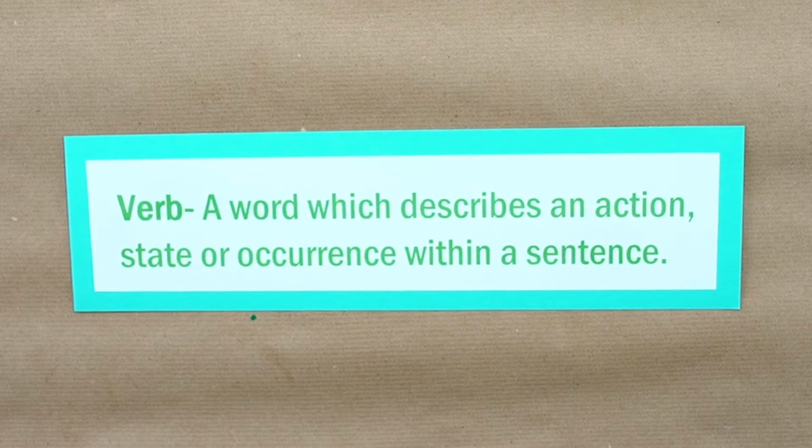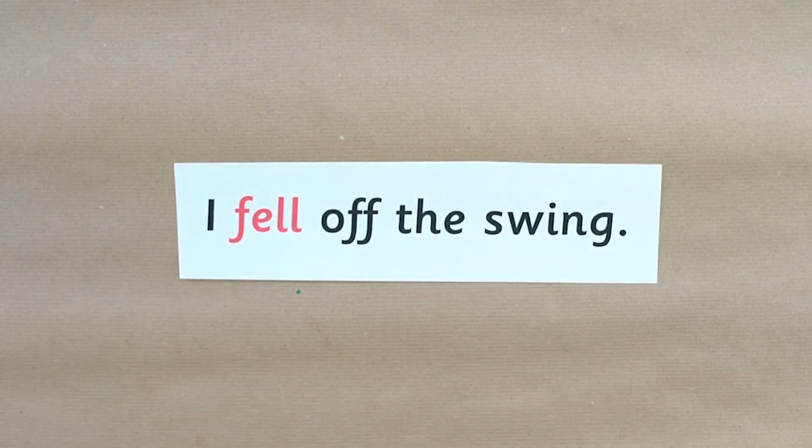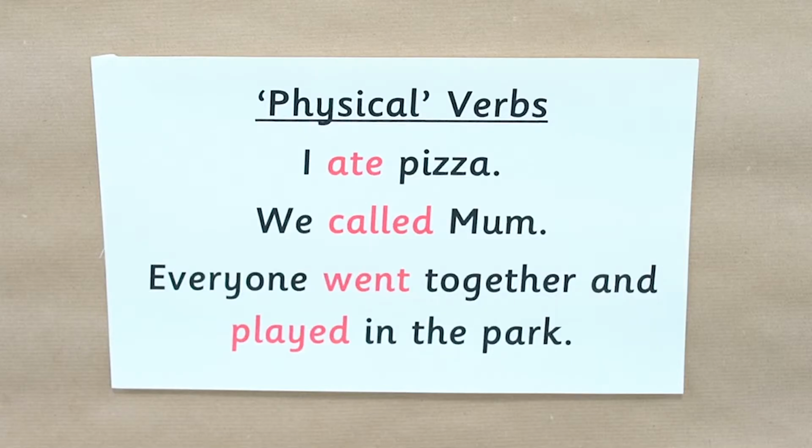A verb. A word which describes an action, state, or occurrence within a sentence. I fell off the swing. So in this sentence, fell is the verb and swing is the noun. It can be helpful to think of this another way if you're unsure whether a word is a verb or not. Is it a physical, mental, or being verb?